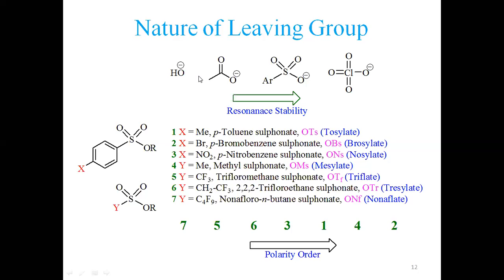Let's see, if this is OH, it is not stabilized. But if it is acetate, you see it has two resonance forms. This oxygen delocalizes here, and this oxygen takes the electron pair. So we can draw two resonance forms with this. Look at sulfonate. Oxygen can donate this electron pair here, and this oxygen can take the electron pair. Or this oxygen donates the electron pair, and this oxygen can take it. So we can draw three resonance forms for that.